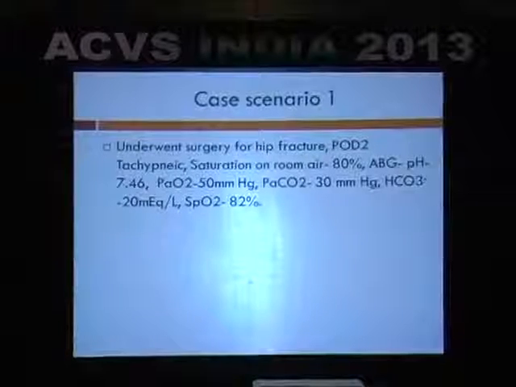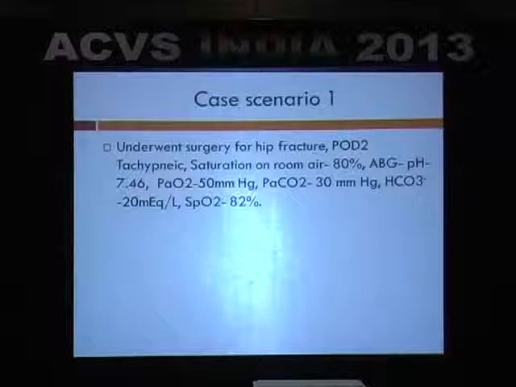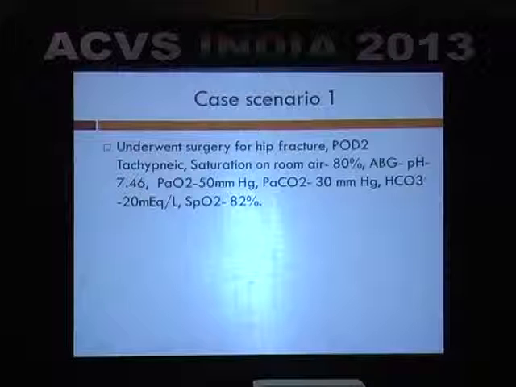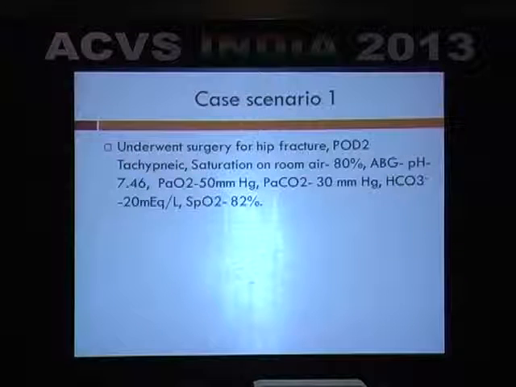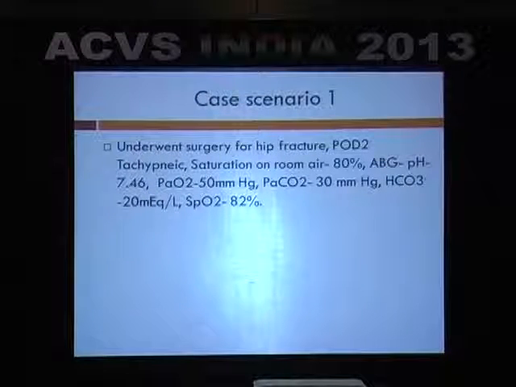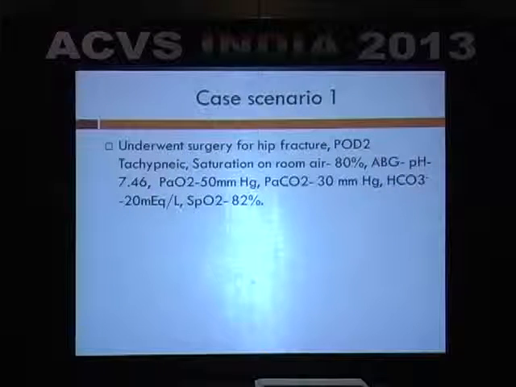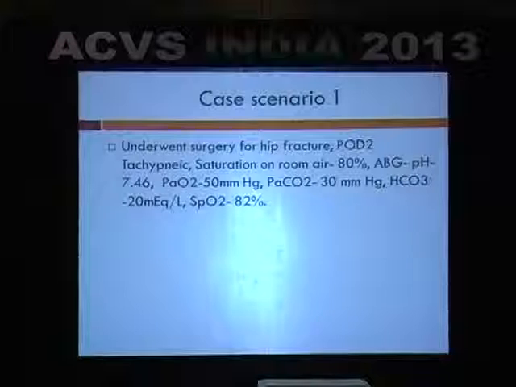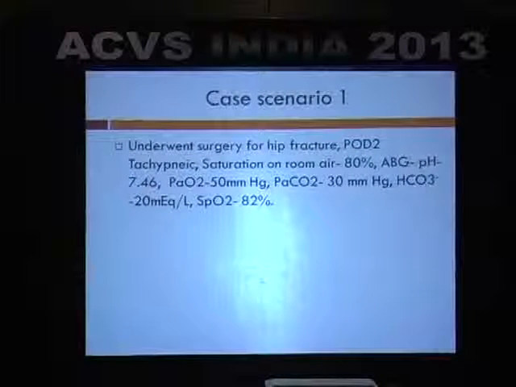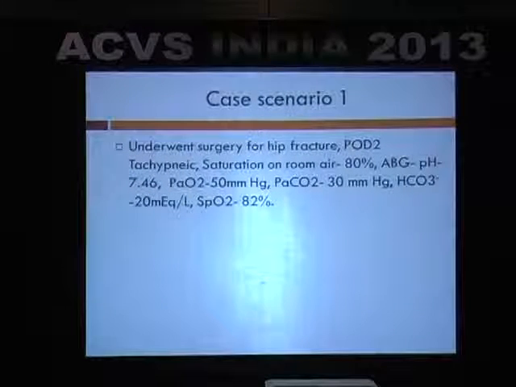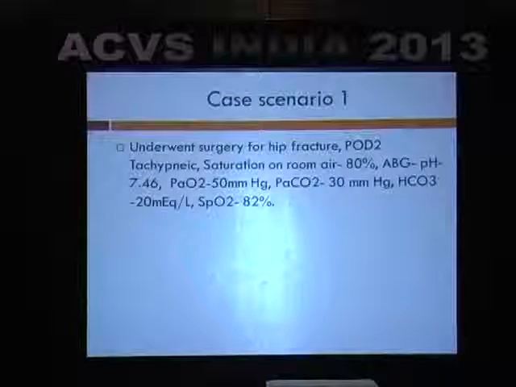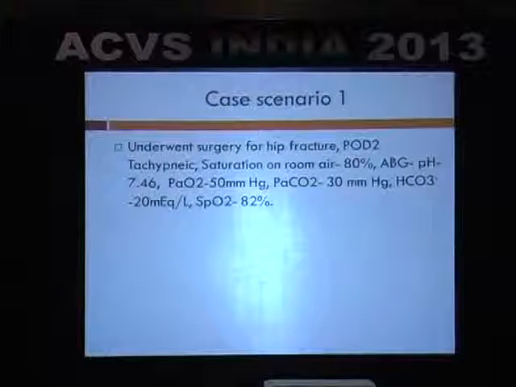So let us look at some case scenarios. A patient is a 67-year-old female. She had undergone hip fracture surgery. On post-op day 2, the patient was tachypneic and the saturation on room air was 80%. The pH was 7.46 and the PaO2 was 50, PCO2 30, bicarbonate 20. Any interpretation from the postgraduates? What type of disorder is it? Acidosis or alkalosis?